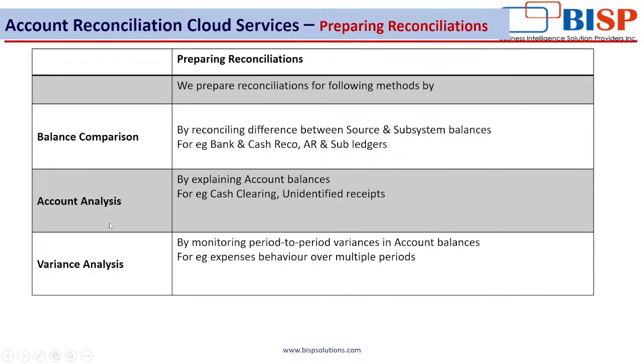Then we have account analysis, in which we explain the account balances. In this, only a single account exists and we do an analysis of that account. For example, in the case of unidentified receipts, our ledgers or our bank account may have some receipts which are not traceable or have not been identified. In that case we do this account analysis for that particular account balance.